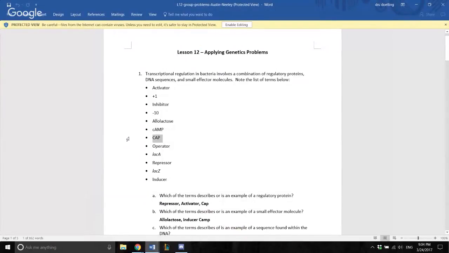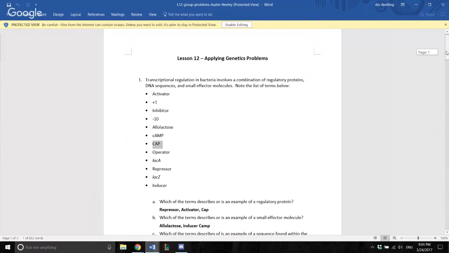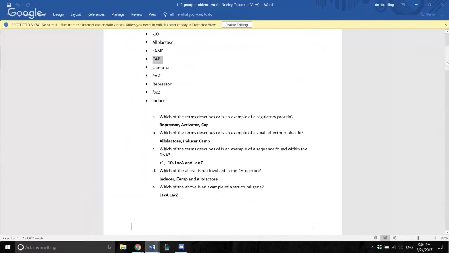All right, number one. So right here we just got a typical word bank. You know how these ones work. Which of the terms describes or is an example of a regulatory protein? Well, the repressor, the activator, and the CAP. Those are all examples of regulatory proteins. Which of the following describes an example of a small effector molecule? Well, allolactose, inducer, and cAMP are all.